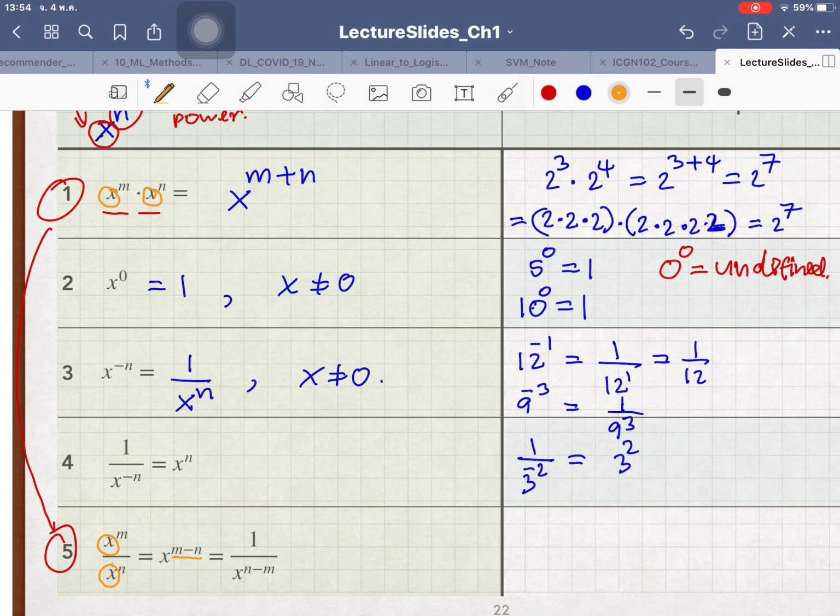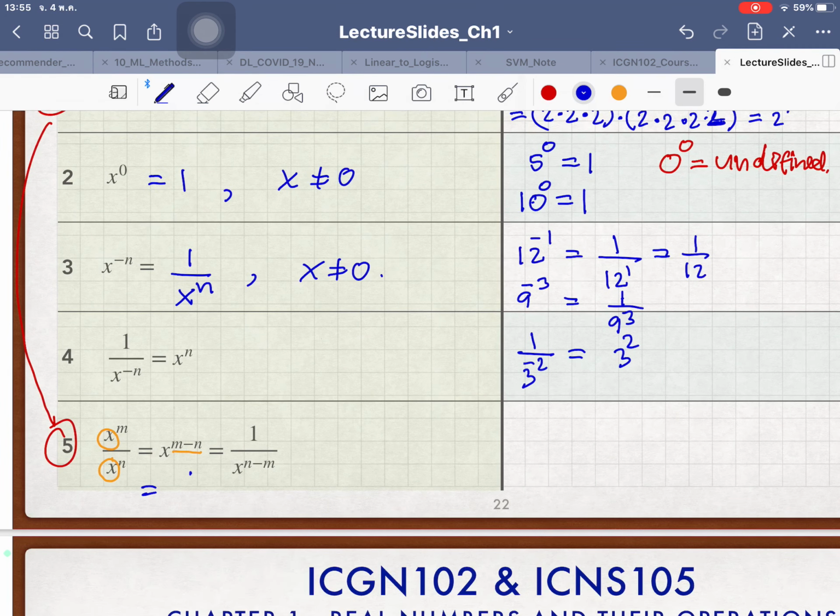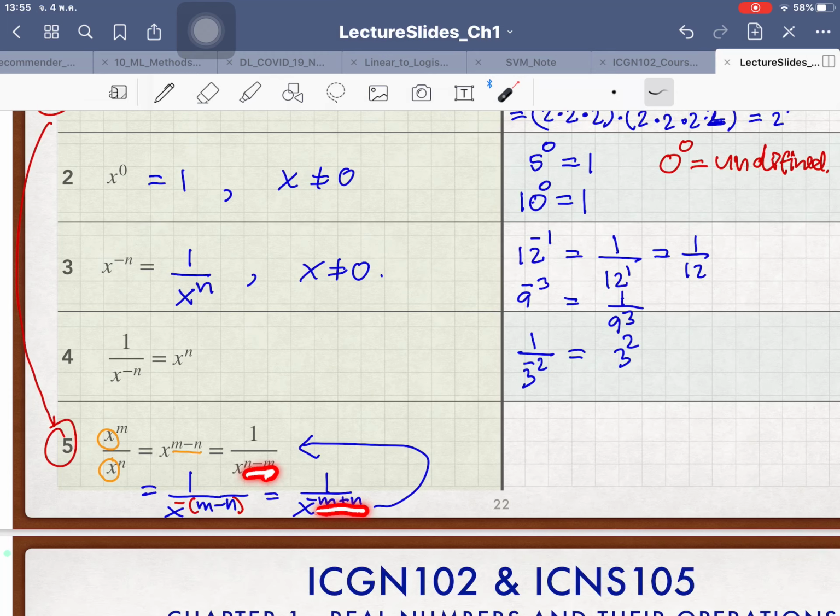Or if you want to flip that term upside down to be 1 over x to some power, you need to put the power on the opposite side. So it will be minus of m minus n. That's why you get 1 over x to the power minus m plus n, which is the same thing as 1 over x to the power n minus m. This term and this term are just the same.